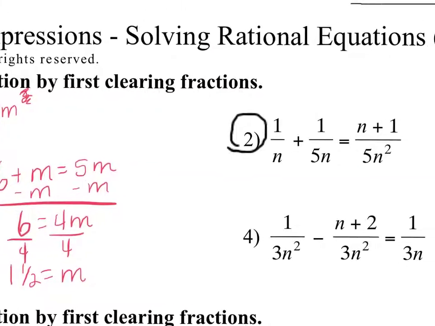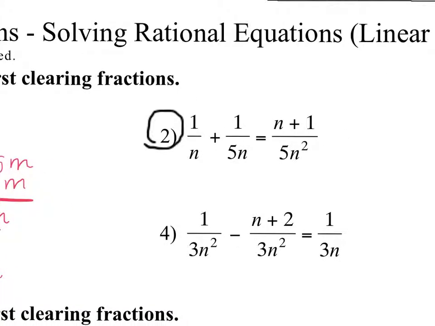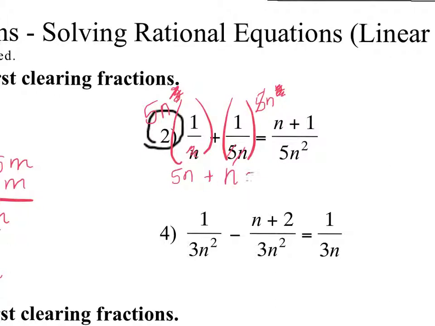If I slide over to the second one, my common denominator is going to be 5n squared. So if I multiply this by 5n squared, one of the n's will cancel out, and 5n times 1 gives me 5n. When I multiply the second one by 5n squared, the 5's cancel out, and one of the n's cancels out, so 1 times n gives me n. And when I multiply the last one by 5n squared, the 5n squareds cancel out. I'm left with n plus 1.